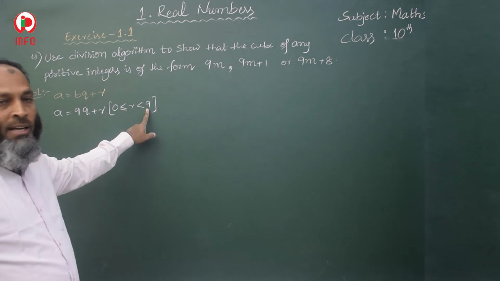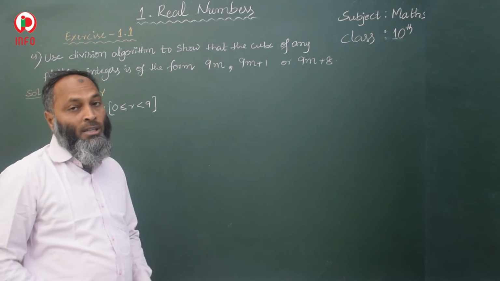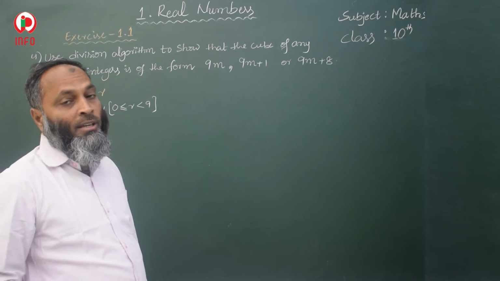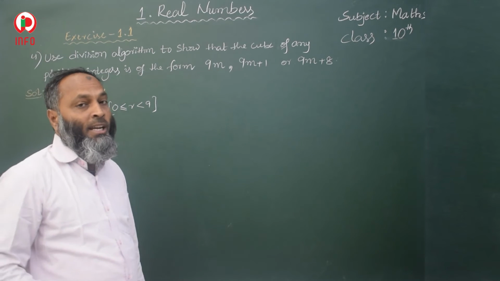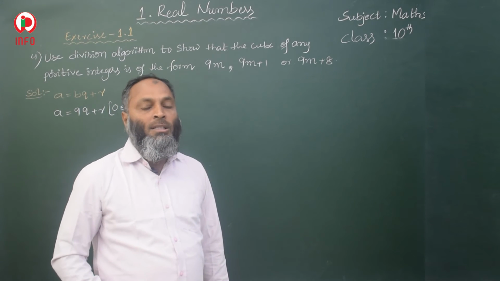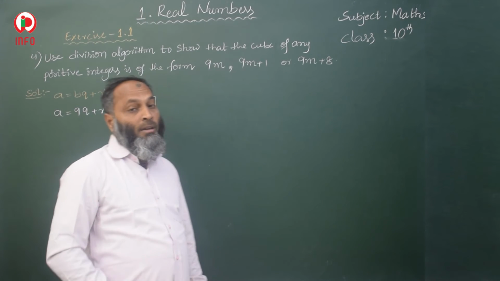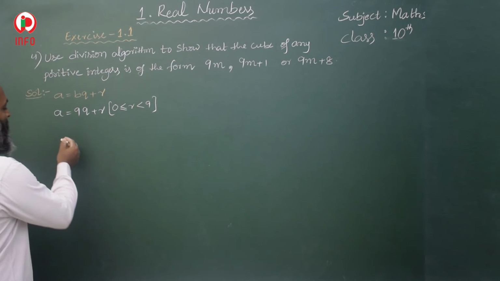Till 8 you will get remainders. From 0 to 8, a total of 9 remainders you will get when we divide any positive number by 9. How many remainders? 9 remainders you will get. So then how will the statement come?